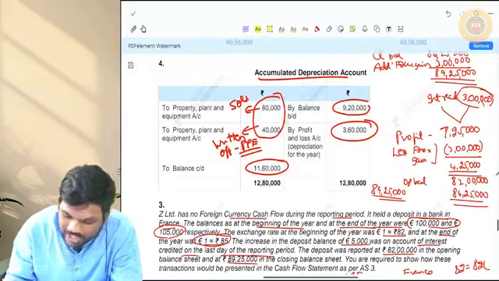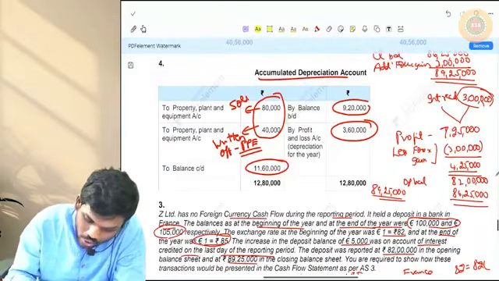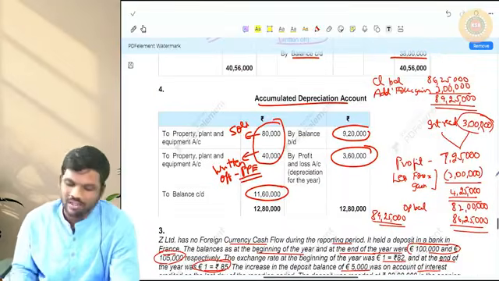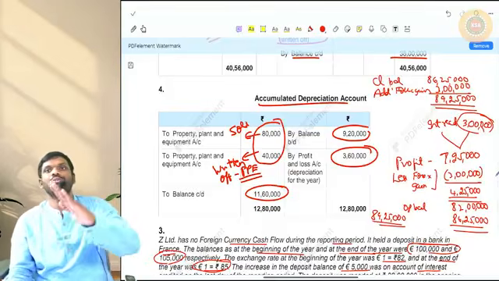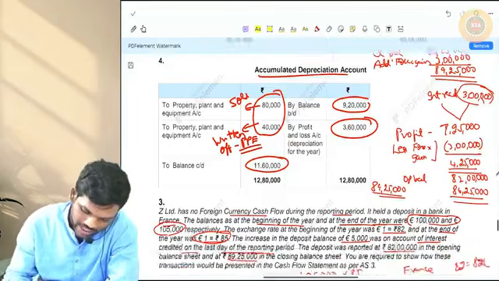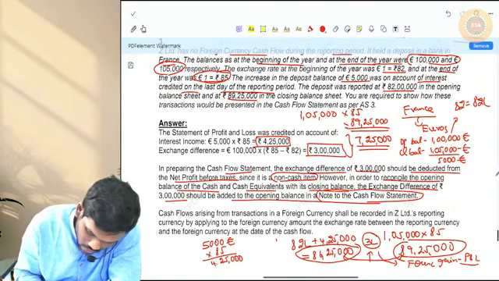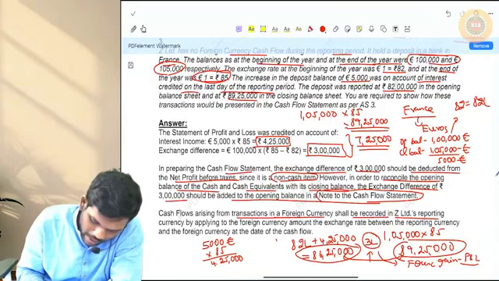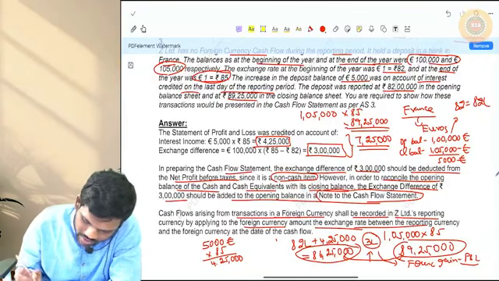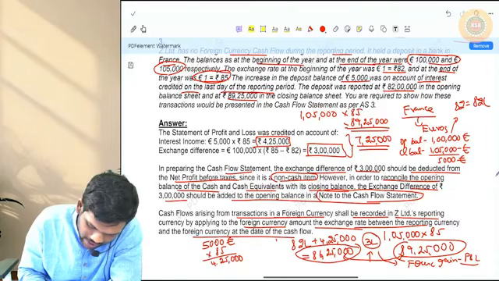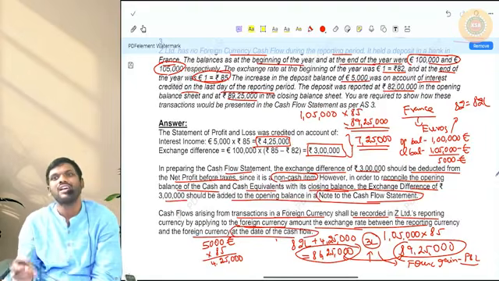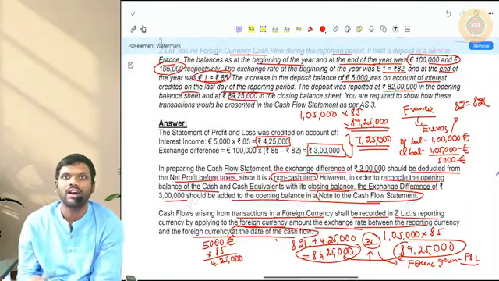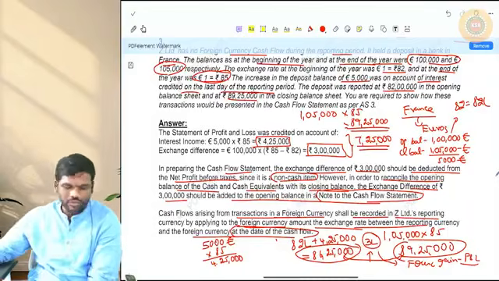If you see here, it is not matching for me, 86 lakh 25. So below in a separate note, I will say this 86 lakh 25 plus forex gain of 3 lakhs. If I add, I can match with that 89 lakh 25, which is shown in the balance sheet. Cash flows from transaction of foreign currency shall be recorded in Z Limited's reporting currency by applying to the foreign currency amount the exchange rate between the reporting currency and the foreign currency at the date of the cash flow. Basically, what is it telling? All the foreign currency cash flows should be converted into INR using the exchange rate on the date of cash flow.